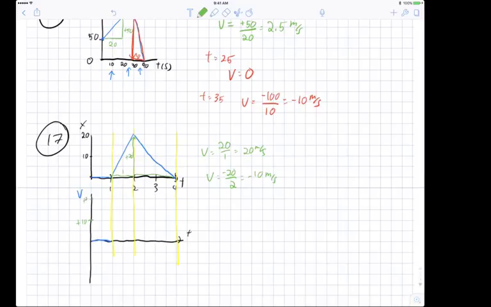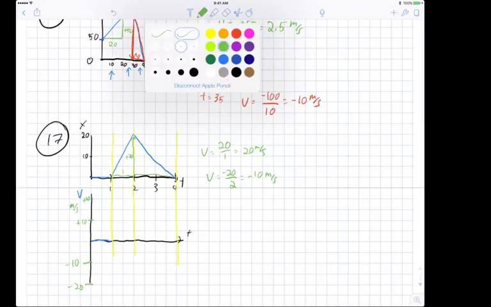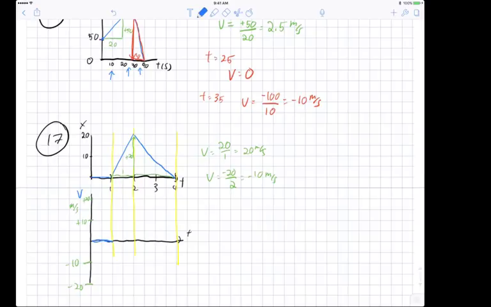So it's in meters per second, minus 10, minus 20. So you start off with 0 velocity, as we said before, and then you go up to 20, like that, for that time period, and then you go to minus 10 this time period.